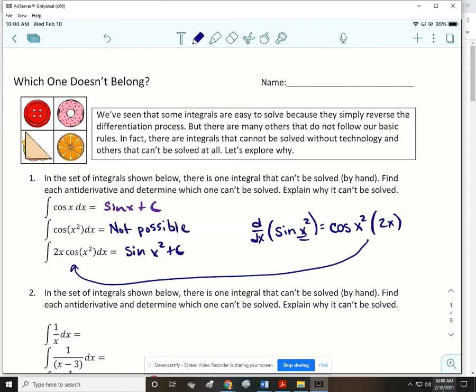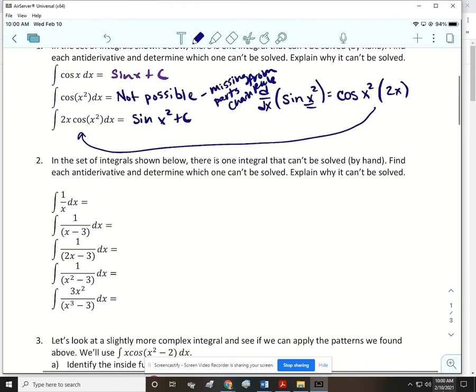Because it's missing parts from the chain rule. But the last one includes those parts, so we can do it.